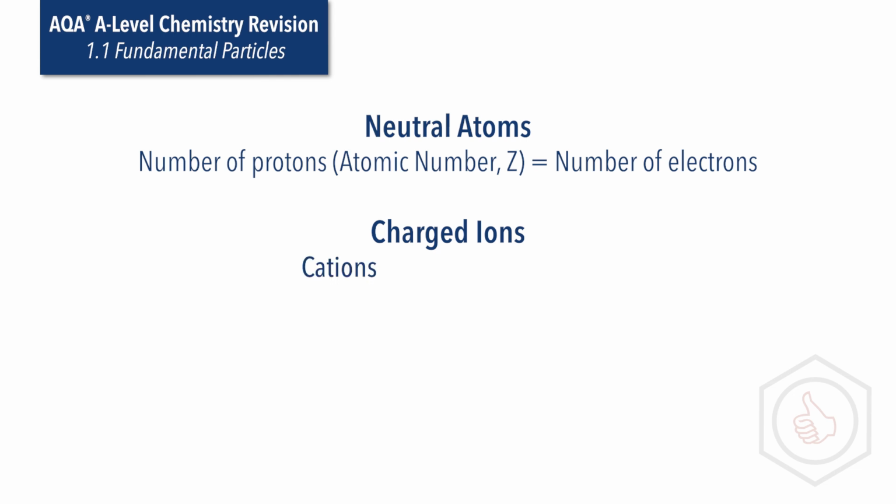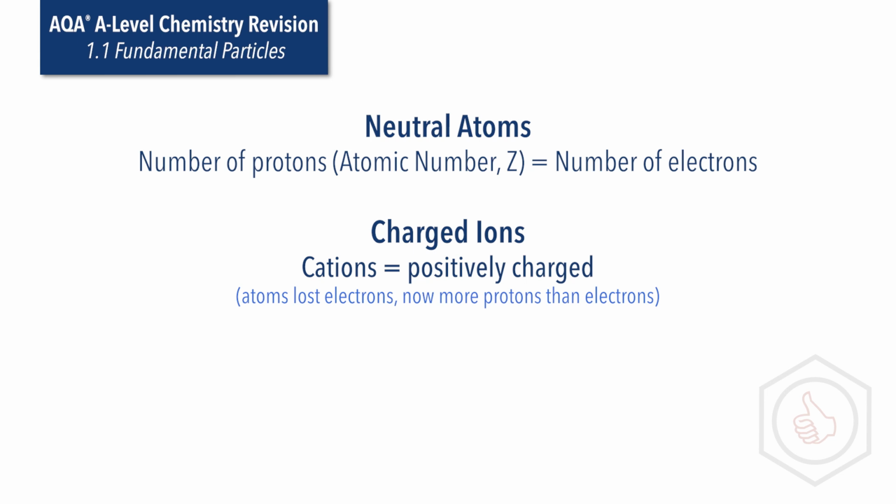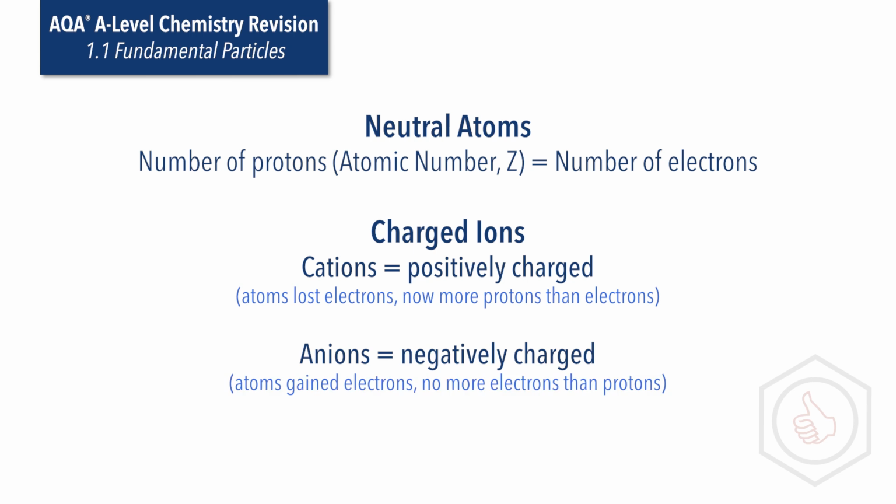Cations are atoms that have lost electrons and become positively charged, because when they lose electrons, the number of protons in the nucleus becomes greater than the number of surrounding electrons, meaning an overall positive charge. Anions are atoms that have gained electrons and have become negatively charged. If an atom gains electrons, there are now more negatively charged electrons than positively charged protons, meaning a negative charge overall.